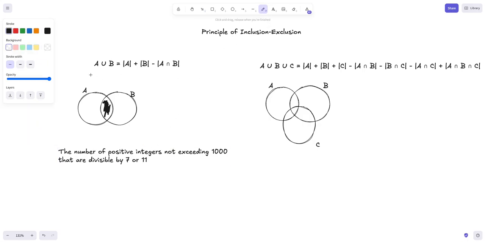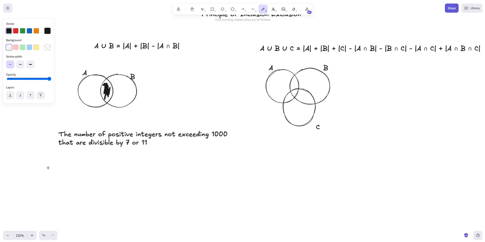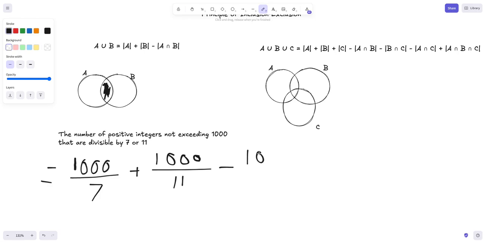So let's assume that A over here is the positive integers which are divisible by 7, and B is the positive integers that are divisible by 11. So the formula would look something like this. We'd have 1000 divided by 7 plus 1000 divided by 11 minus 1000 divided by 7 times 11.